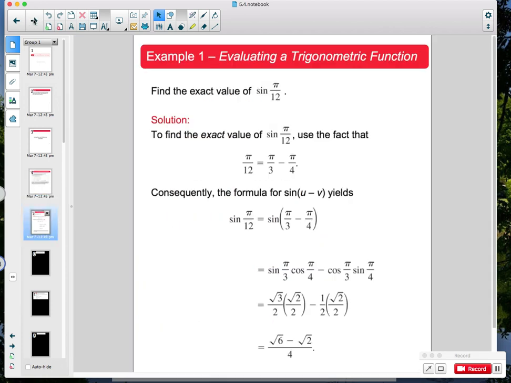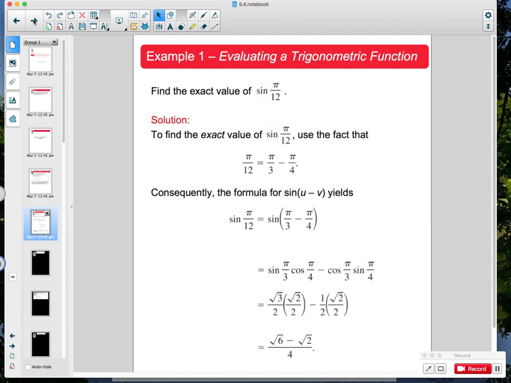Find the exact value of sine of pi over 12. Pi over 12, we haven't memorized that. However, Bernardo, you can see that pi over 12 is the difference of pi thirds minus pi fourths, because as fractions, that becomes 4 pi over 12 minus 3 pi over 12, which is 1 pi over 12.